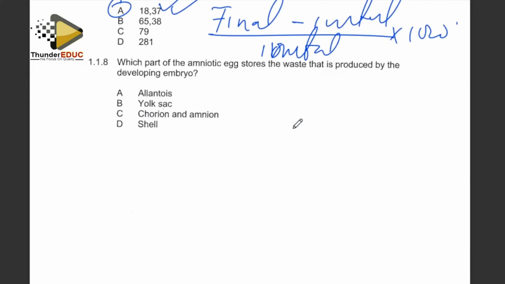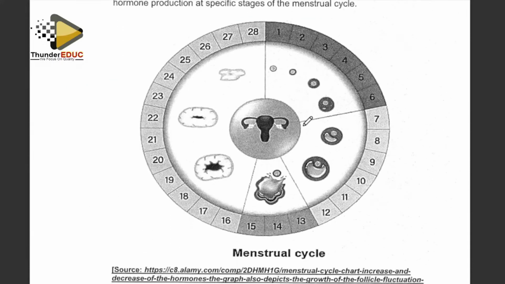We go to 1.8. Which part of the amniotic egg stores the waste that is produced by the developing embryo? We say that this one is always the allantois, so 2 marks there. I think, guys, things are still moving well. So now we go to the menstrual cycle.